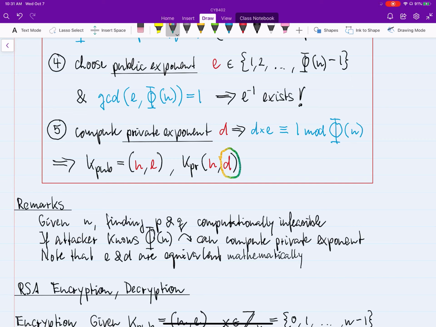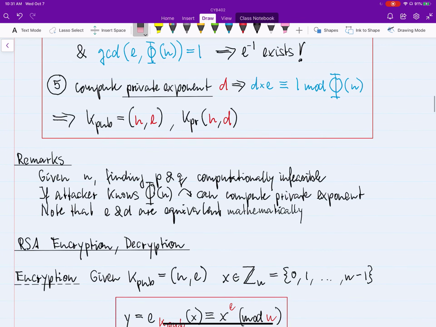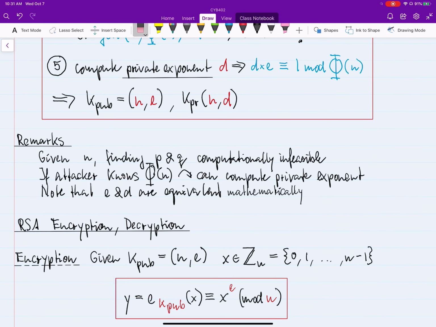And that's the reason why in literature you see very often that the private key is just said to be d. But when you think about it, the way you run the algorithm, in order to decrypt you need n as well, as we're going to see in a second. So really the private key is both n and d, while d is the only part of the two that is actually secret. So this is the algorithm to compute those two keys.